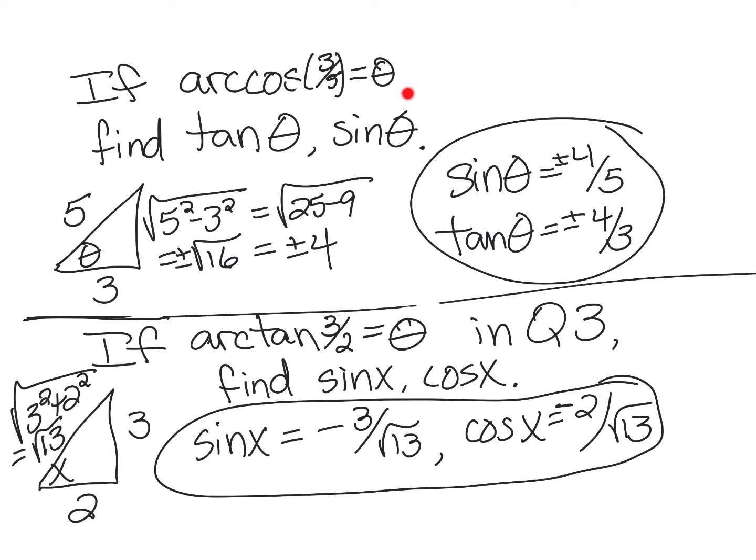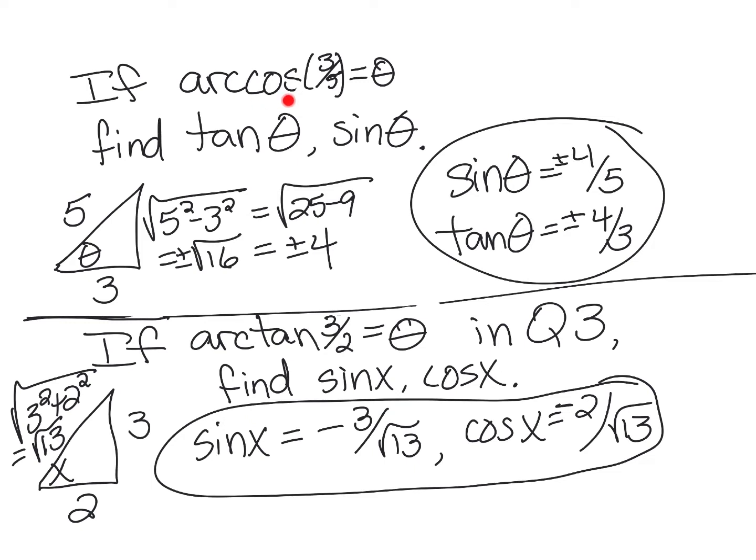It doesn't give me any information about what quadrant I'm in, so I'm going to fix that at the end here. Square root of 16 is 4. So that my opposite side is 4. Sine is opposite over hypotenuse. Tangent is opposite over adjacent. Those are my two values.